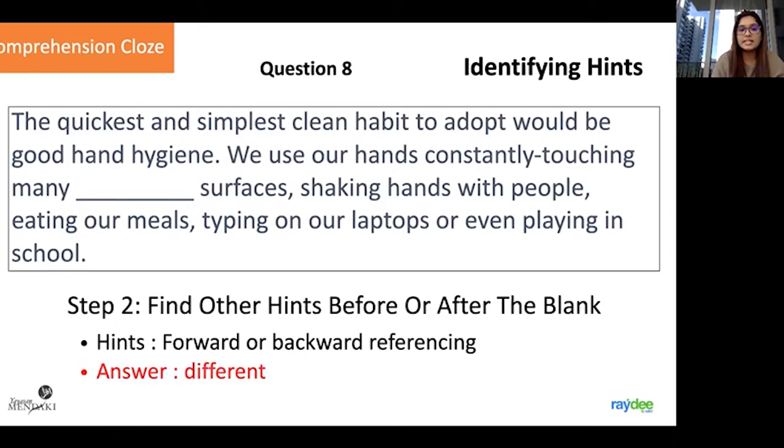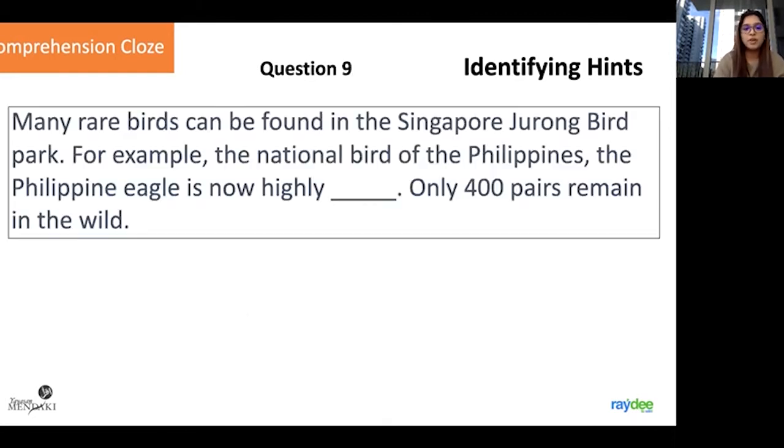So the quickest and simplest clean habit to adopt would be good hand hygiene. We use our hands constantly, touching many different surfaces, shaking hands with people, eating our meals, typing on our laptops, or even playing in school. Okay. All right. So moving on, let's move on to the next extract.